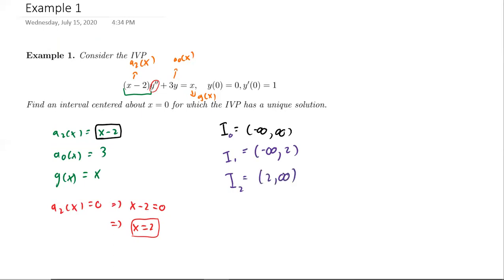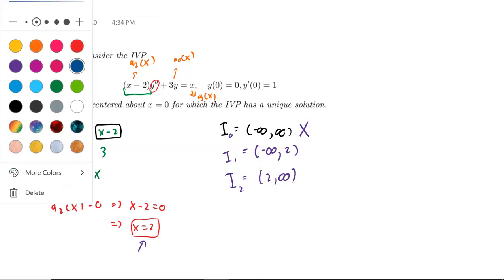What interval do we choose? Well, if you remember, I naught is out of the picture, right? Because it contains an x value where a sub 2 is 0. Okay. So which one do we choose between I sub 1 and I sub 2?